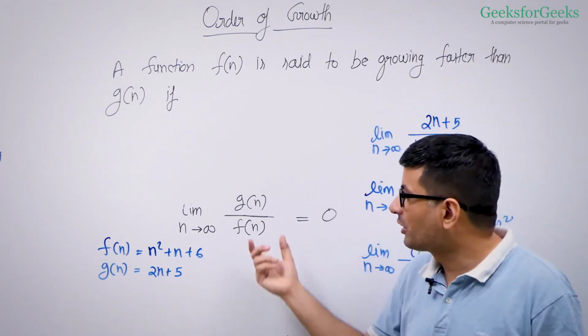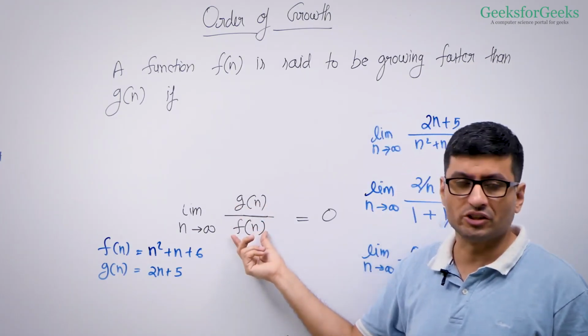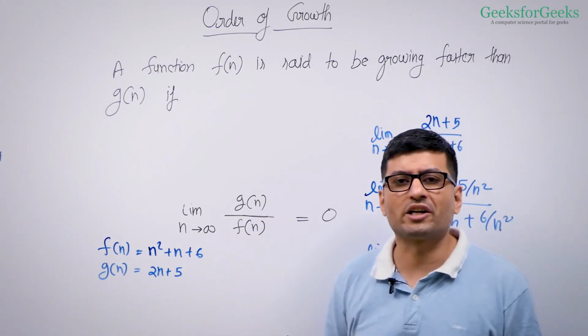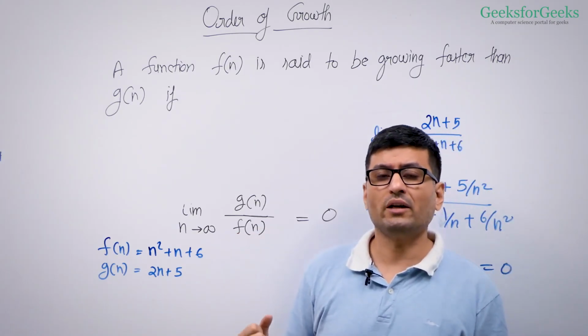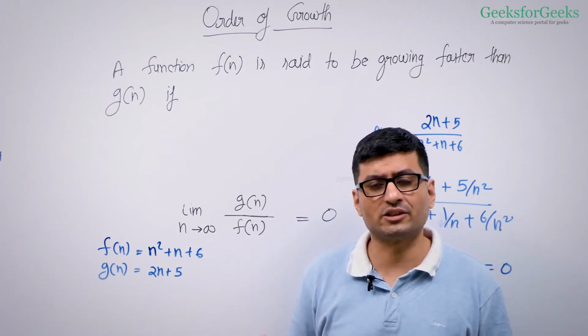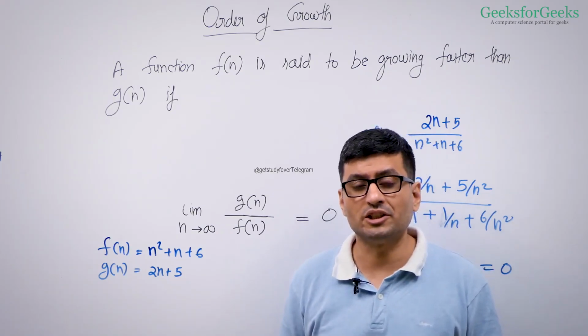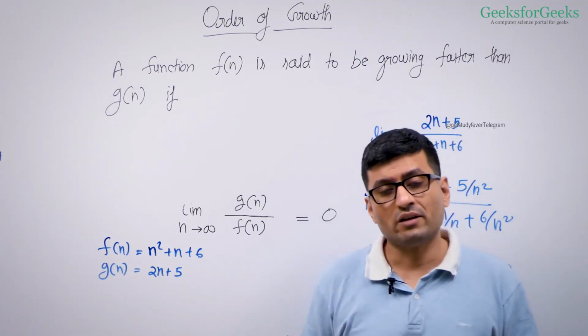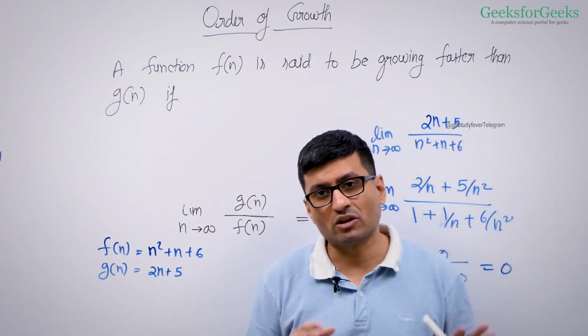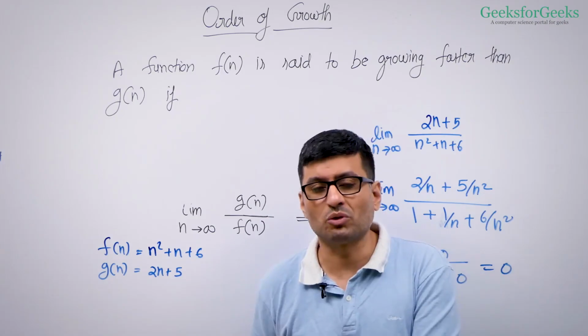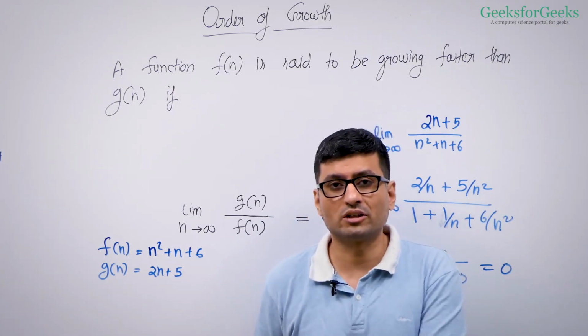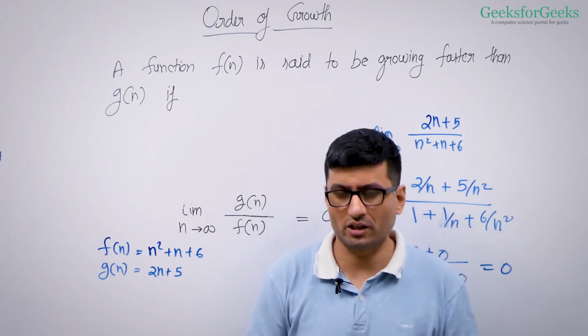You get the value of this expression Gn by Fn as 0. And this is the required condition to prove that Fn is growing faster than Gn, right? So the order of growth of Fn is faster than Gn. So if Fn represents the time complexity of an algorithm and Gn also represents the time complexity of another algorithm, then we say Gn is a better algorithm.